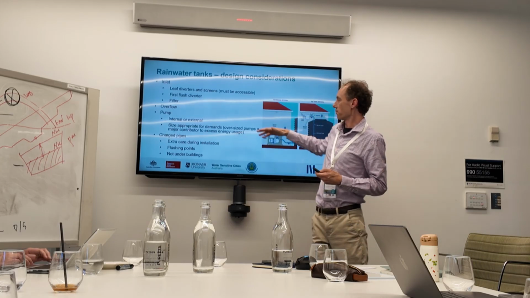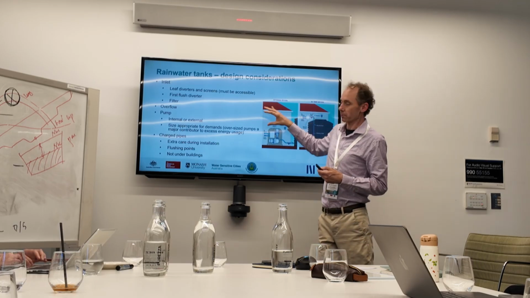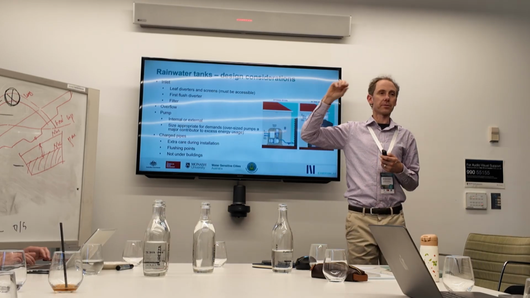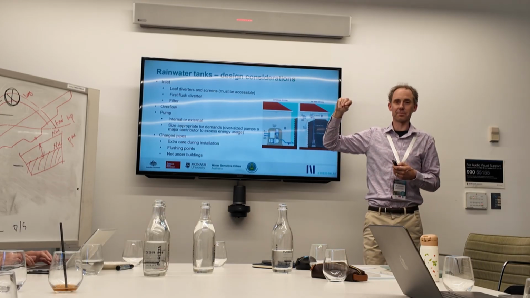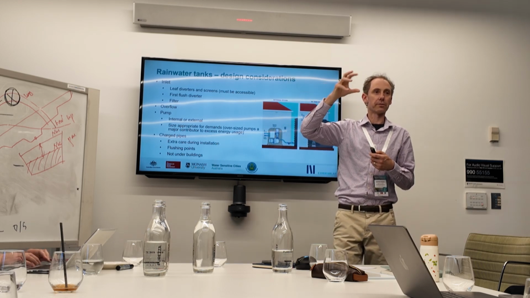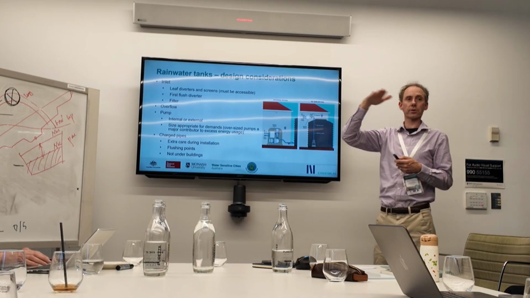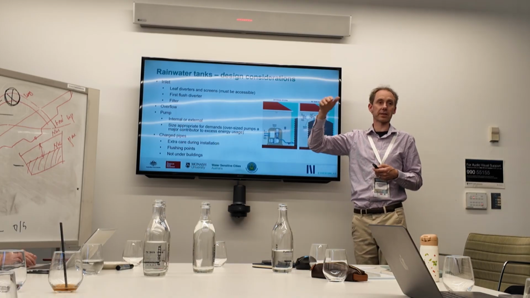So a few more design considerations. One of the main things to think about with tanks is to make sure that the roof is clean. So make sure that we're cleaning out the gutters, make sure that there's some kind of leaf diverter stopping any leaves getting into the system, and also that there's a mosquito screen so that mosquitoes can't breed in the tank.